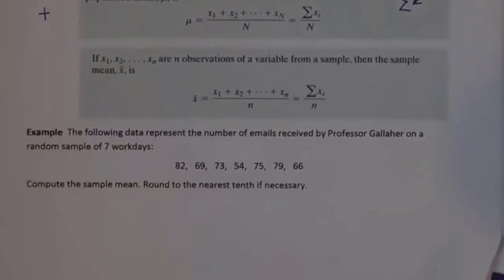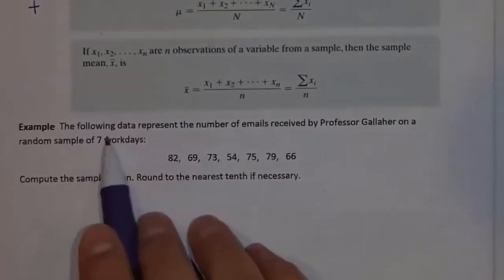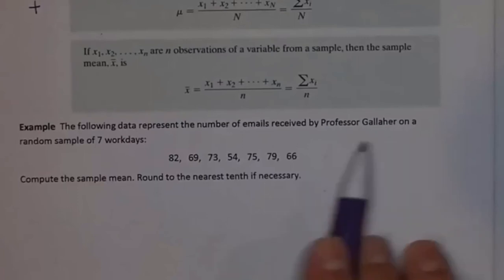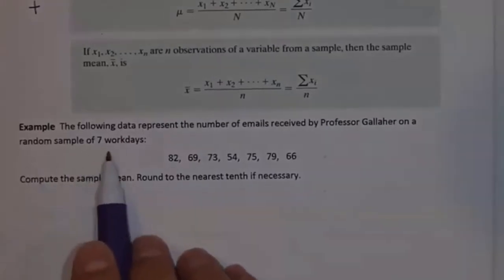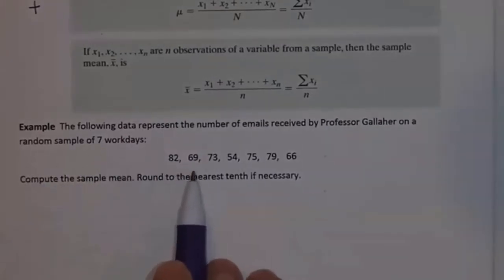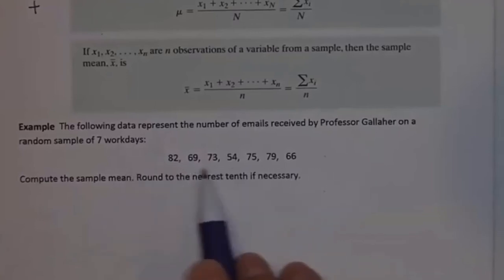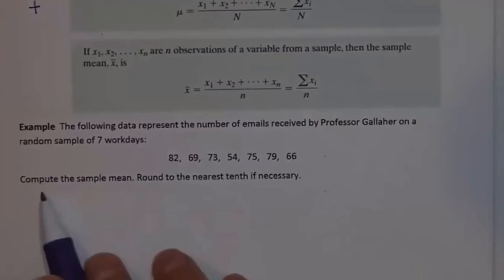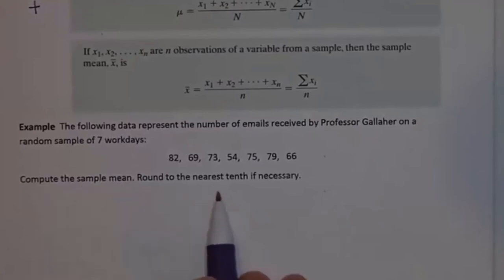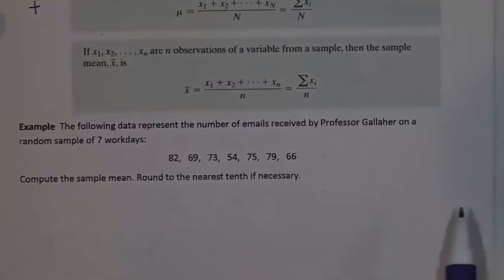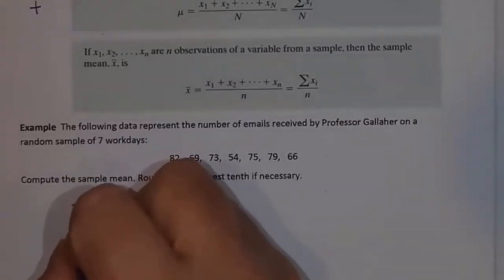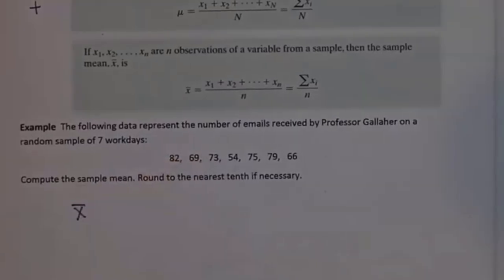So a quick example: the following data represent the number of emails received by Professor Gallagher on a random sample of 7 work days. So these are the number of emails that I received on these 7 work days. Compute the sample mean, round to the nearest tenth if necessary. So this is a sample, so we're going to calculate a sample mean, X bar.